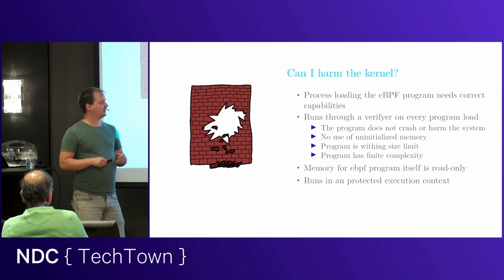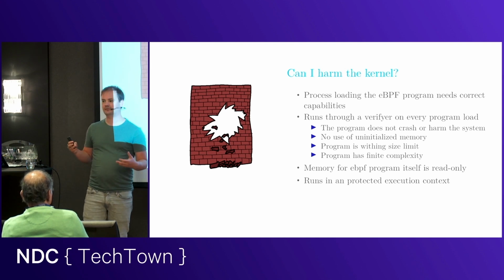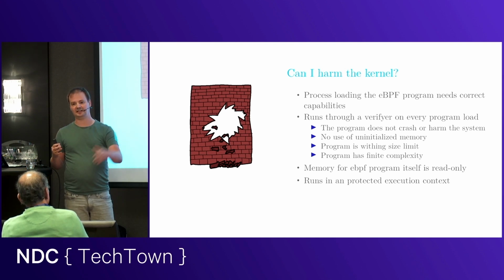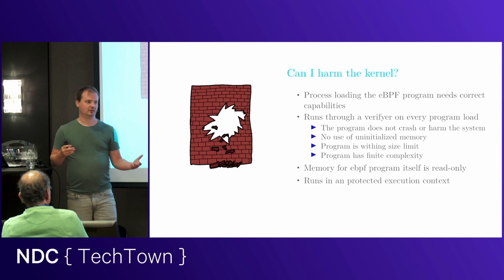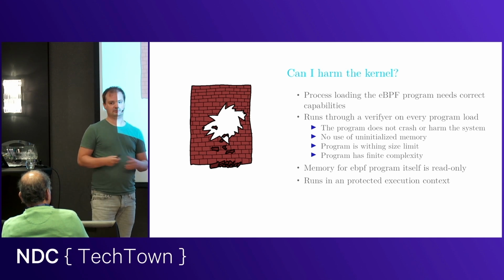It's also running in a protected execution context, so you only have access to the memory that is sent into your hook, or you have to use some helper functions to gain access to memory outside of your protected memory region.